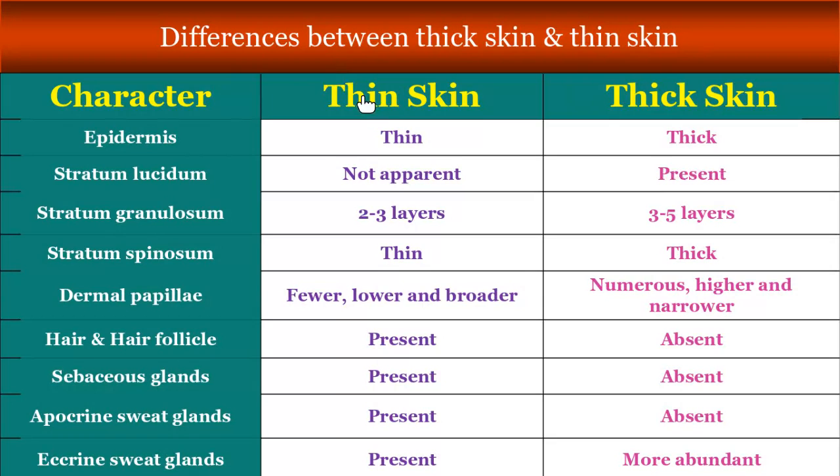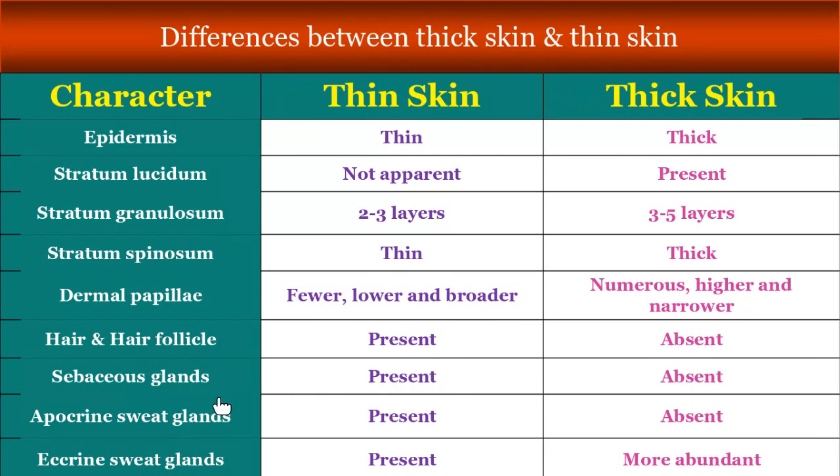The first is thin skin and thick skin. Epidermis: it will be thin in thin skin, whereas it will be thick in thick skin. Stratum lucidum: not present in thin skin, whereas it is present in thick skin. Stratum granulosum: thin skin has 2 to 3 layers, whereas thick skin is 3 to 5 cell layers thick. Stratum spinosum: thin in thin skin, whereas thick in thick skin. Dermal papillae: fewer, lower and broader in thin skin, whereas more, higher and narrower in thick skin. Hair follicle and hair: present in thin skin, whereas absent in thick skin.